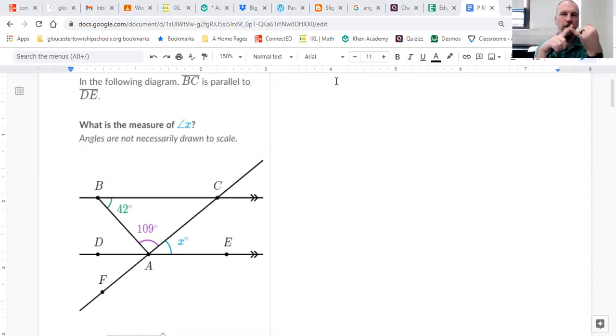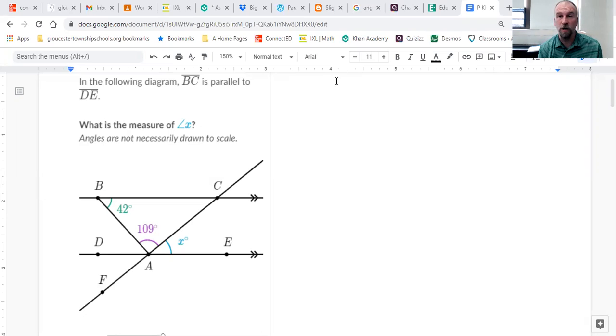We've talked about things like vertical angles and supplementary angles that form linear pairs. We've talked about parallel lines and the relationships that they create: alternate interior, corresponding, alternate exterior. We've talked about triangles and their interior angles having a sum of 180, and triangles and an exterior angle, where the exterior angle is equal to the sum of the two remote interior angles. All that kind of comes together in these problems.